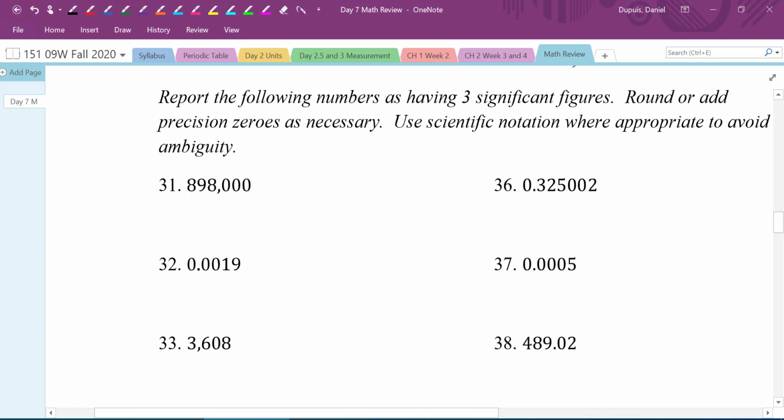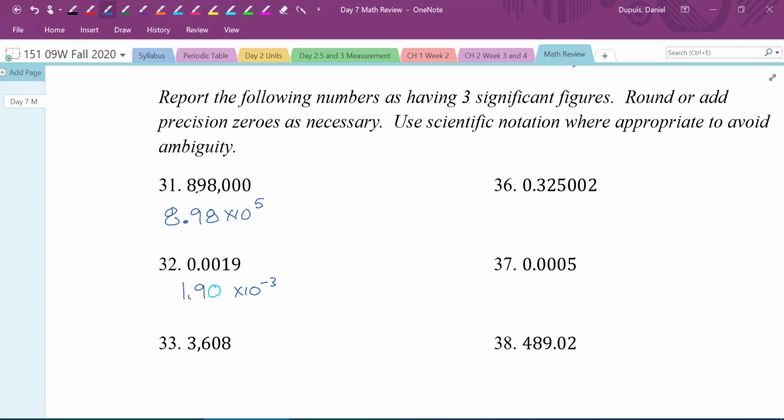898,000. Well, I would use scientific notation. Put the decimal right there: 8.98 times 10 to the 5th. There are obviously 3 sig figs now. 32. So this is 1.9 times 10 to the minus 3rd. But 1.9 is 2 sig figs, so I need to add that 0. I just threw it in there.